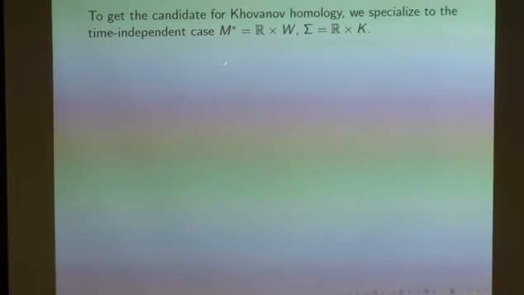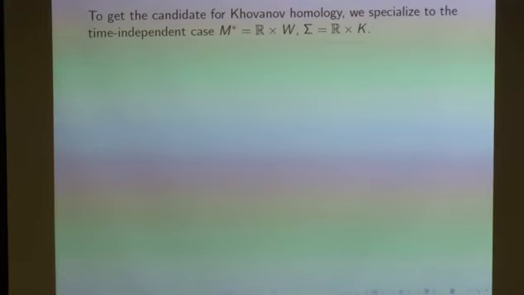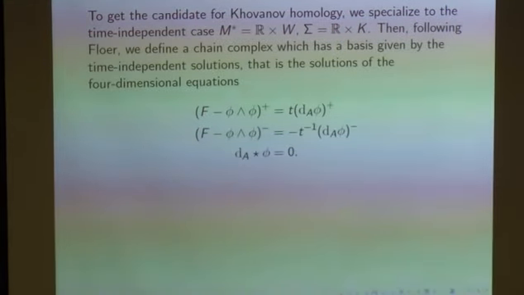Now, to get the candidate for Khovanov homology, we specialize to the time-independent case, which is what we got from our derivation. M star is time times W, and the surface is time times a knot. And then we exactly imitate what Floer did. If you're a physicist, we're now doing five-dimensional super Yang-Mills theory, which we think of as a low-energy limit of a well-defined six-dimensional theory. We want to find supersymmetric vacua. We do it approximately by finding the time-independent supersymmetric states, and then we include instanton corrections.